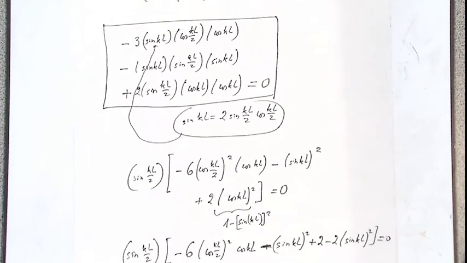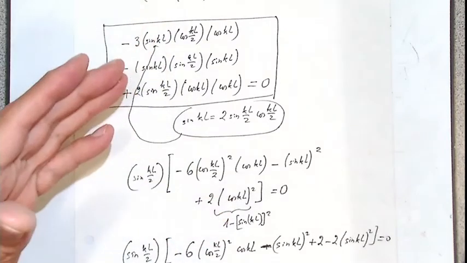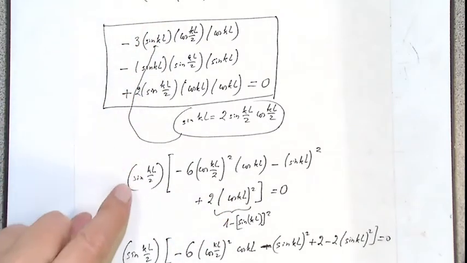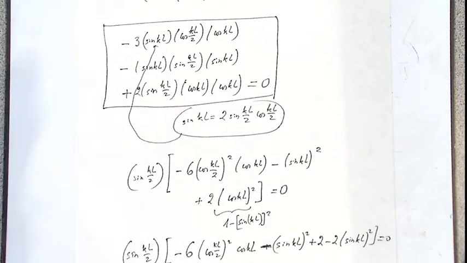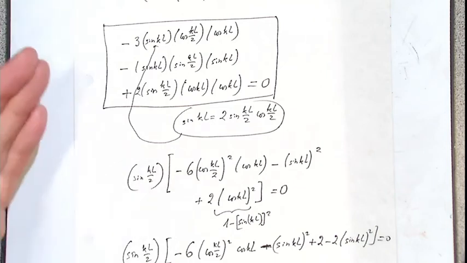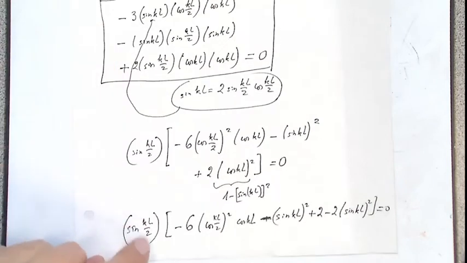And at the end, what we get is some expression, but sine kL over 2 comes out. In your particular case, it depends on the number. Maybe it will come out, maybe not. We don't know. Sine kL over 2 comes out. So then what is left?